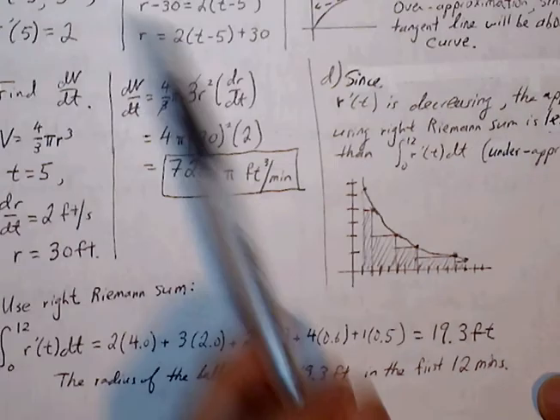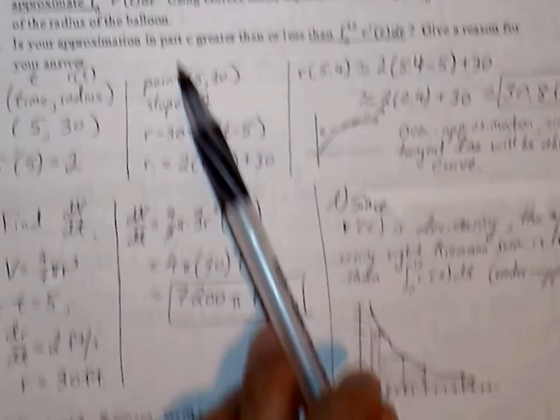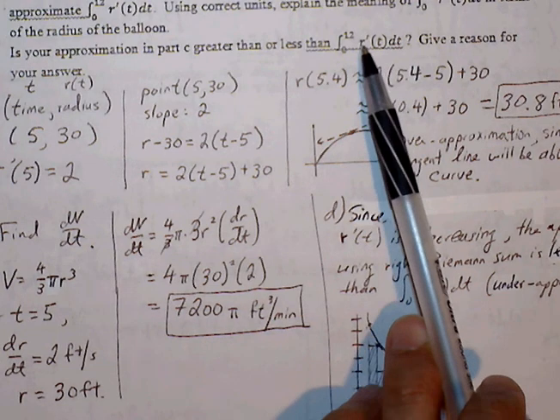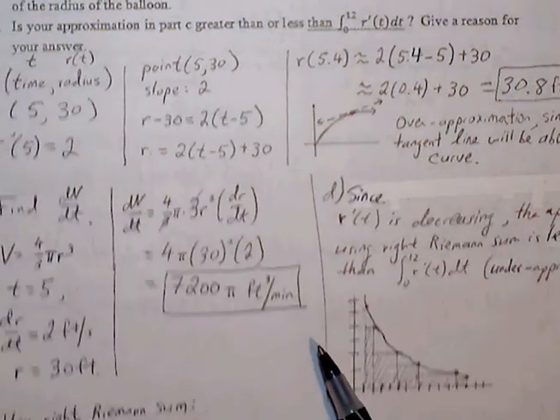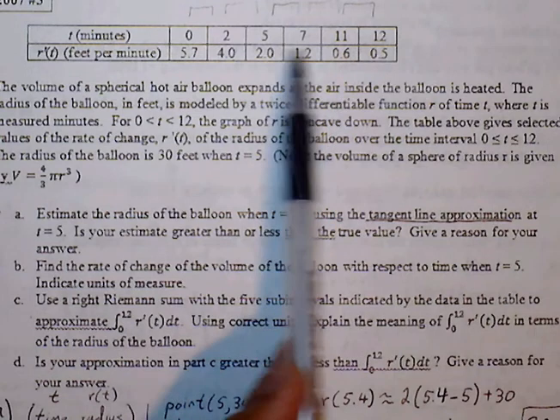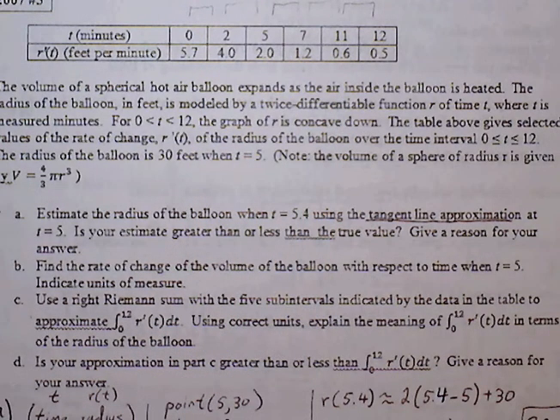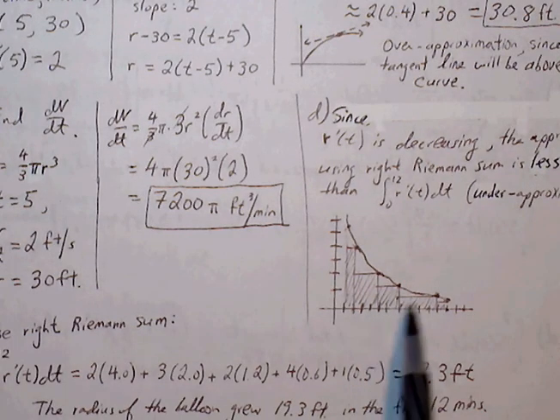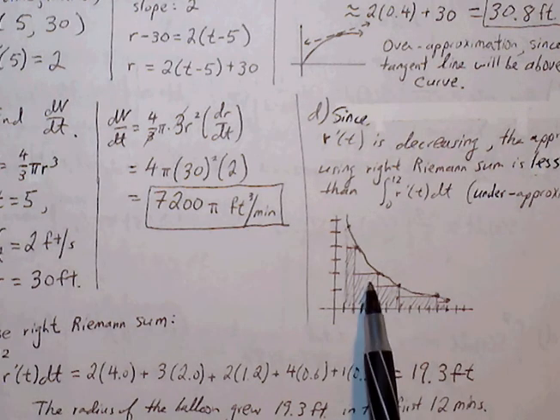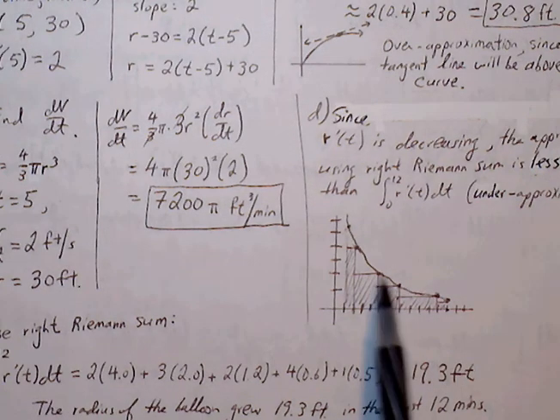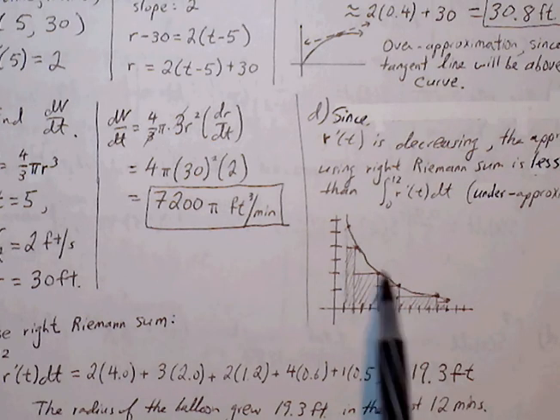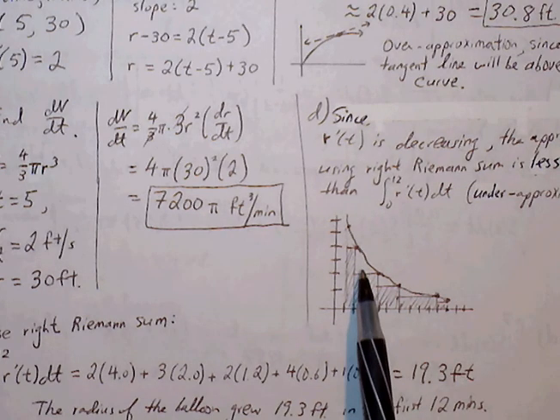Okay, part D, is your approximation in part C greater than or less than the actual value of the definite integral of r prime of t from 0 to 12? Give a reason for your answer. Now, if we're looking at this graph, if we were to graph these ordered pairs, we see that the y value, this r prime, is decreasing. So if we have a decreasing graph and we're doing right Riemann sum estimation, we're going to get gaps below the graph. So we know that if we add up these rectangles, it's going to be less than the actual area under this curve, because we see these gaps that are not accounted for.